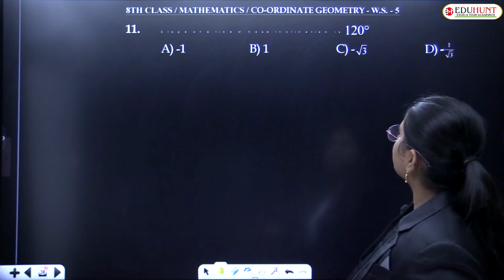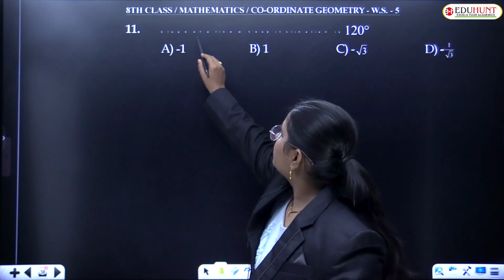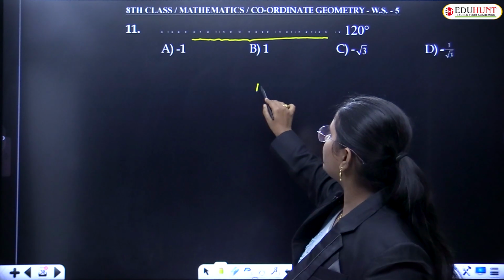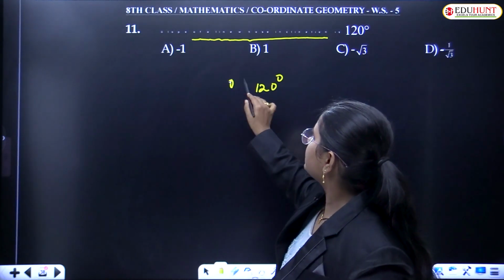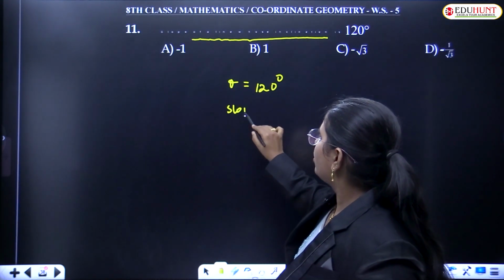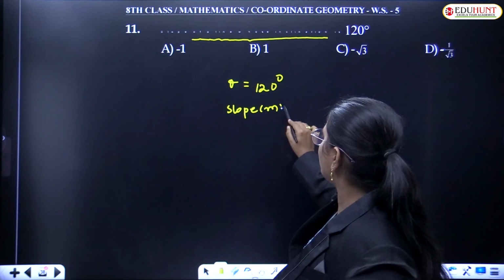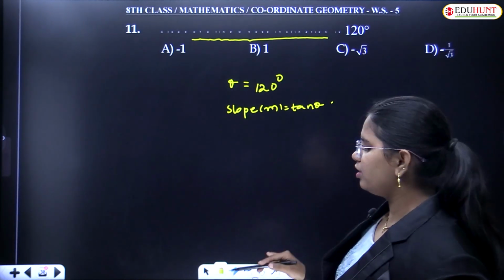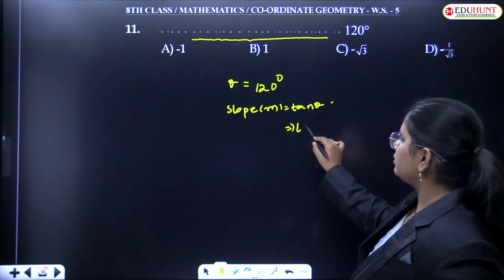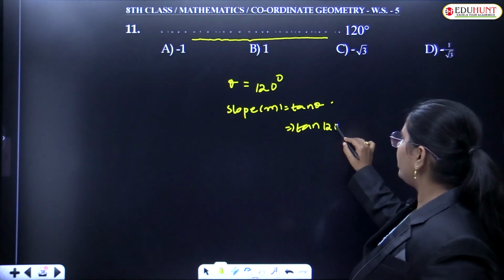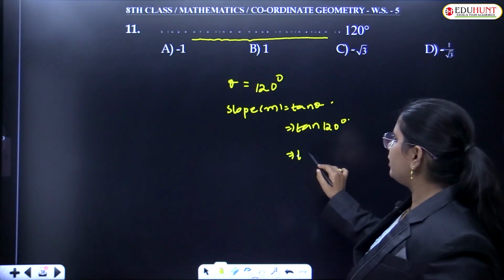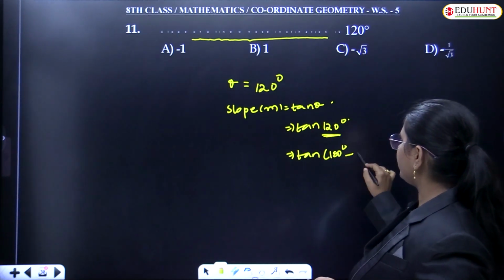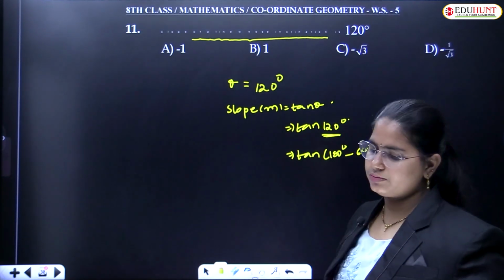So, what is the next question? Slope of a line whose inclination is 120 degrees. So, theta is given as 120 degrees. You need to find the value of slope m, which is tan theta. So, what is tan theta? Tan 120 degrees. That means tan 120 can be written as 180 minus 60 degrees.